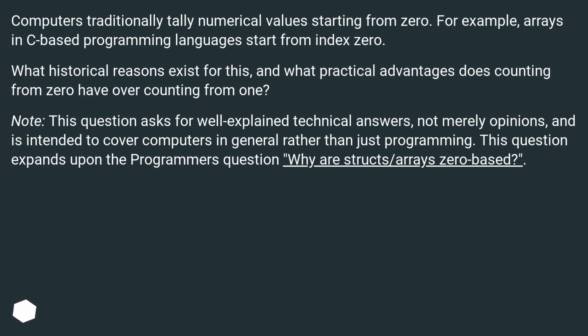Note, this question asks for well-explained technical answers, not merely opinions, and is intended to cover computers in general rather than just programming. This question expands upon the programmer's question: why are structs/arrays zero-based?